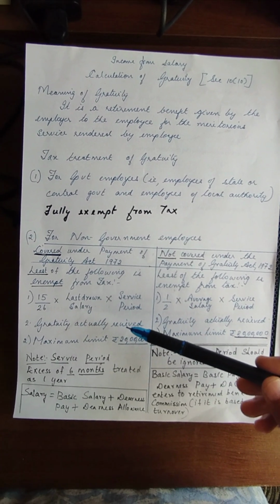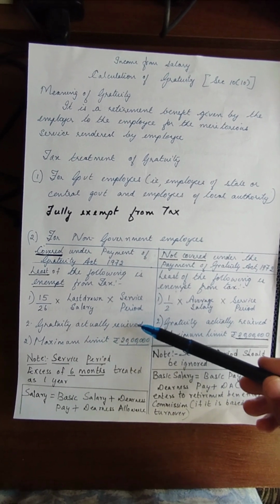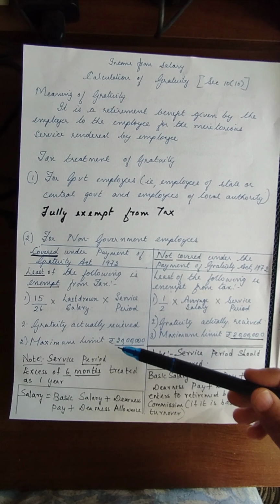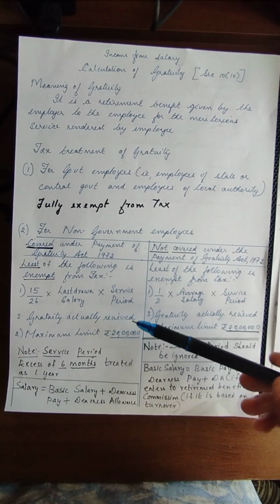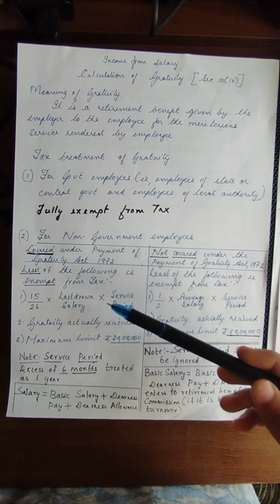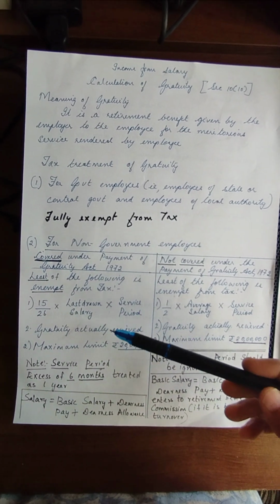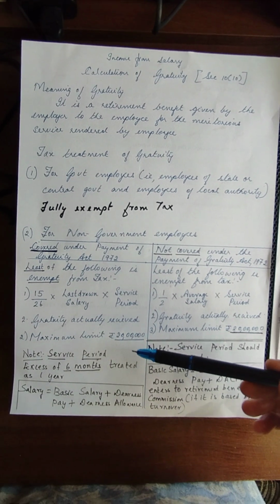And the second point is relating to actual gratuity received, or gratuity actually received. This also will be given in our question. The third one is the maximum limit of rupees 20 lakh, which you have to remember in the format. So the 3 points, when it is covered under Payment of Gratuity Act, are: 15/26 into last drawn salary into service period; second, actual gratuity received; third, the maximum limit of 20 lakh.